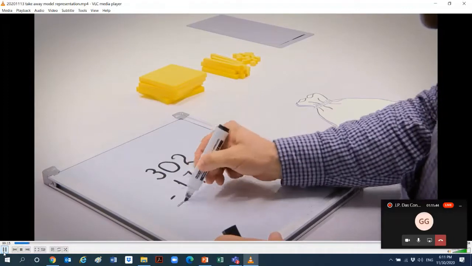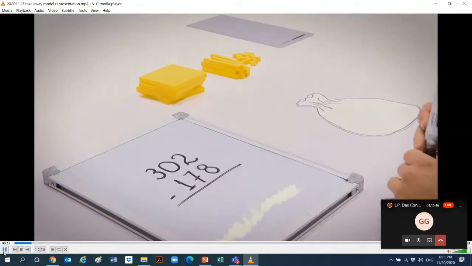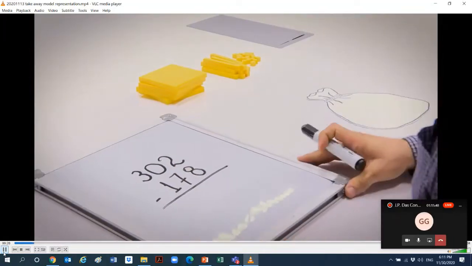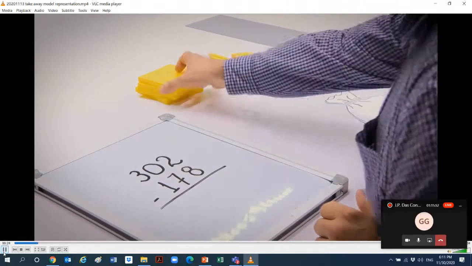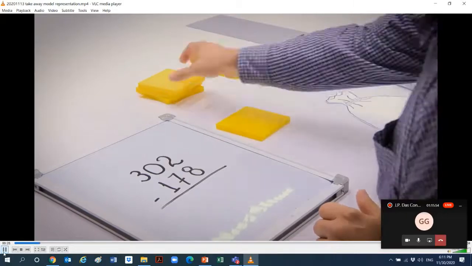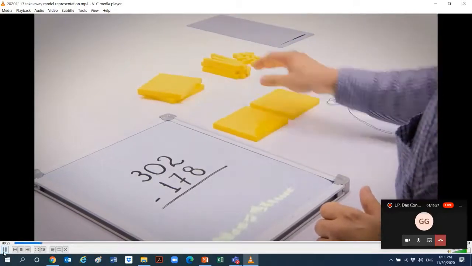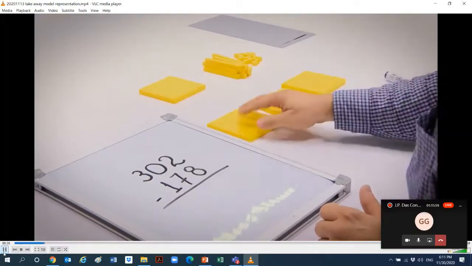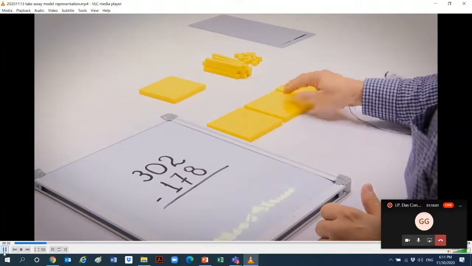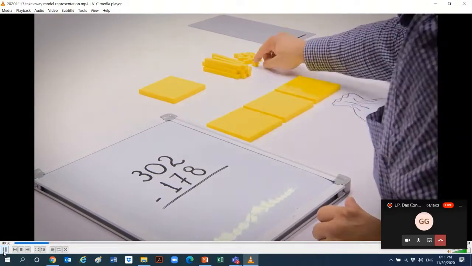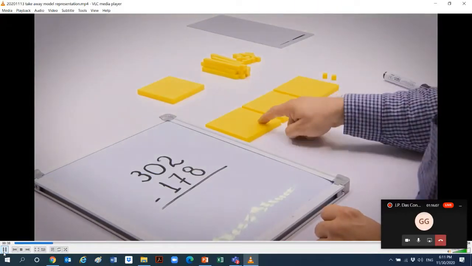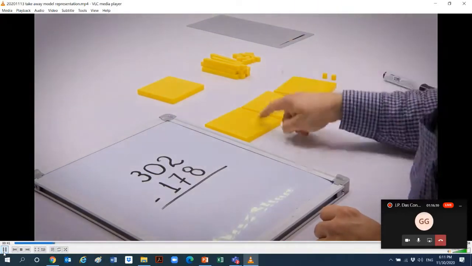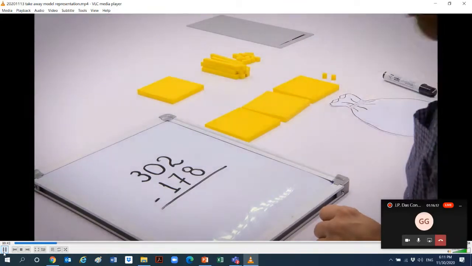I'm going to use the takeaway model. So first, I need to show my 302. That's 100, 200, 300. So I use 3 flats, and then I'll need to use 2 little cubes, 1 and 2. So it's 300, 2.